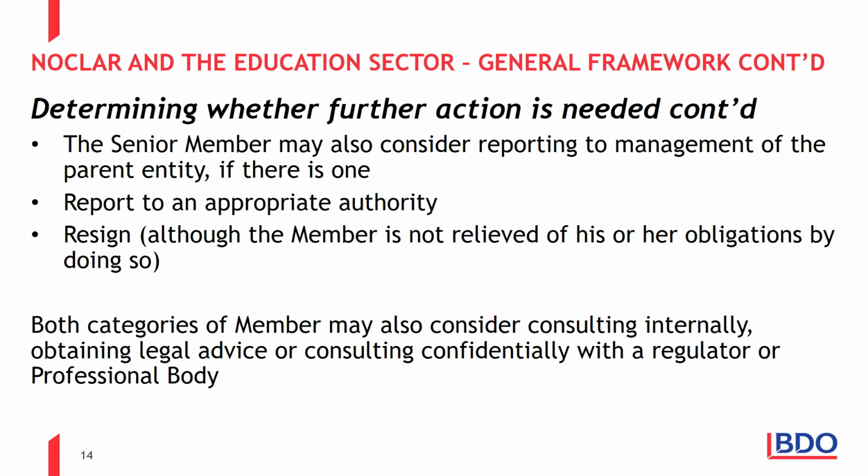And you'd probably only do that if, in fact, having gone through the steps that we talked about, you felt that you didn't have confidence in the integrity of your superiors or those charged with governance. If there's an outside management team in a parent entity, you might feel that's the best way to go and to report to them. The next alternative is reporting to an appropriate authority. And we'll talk about appropriate authority in a moment.